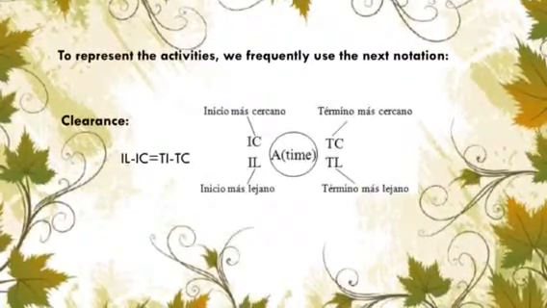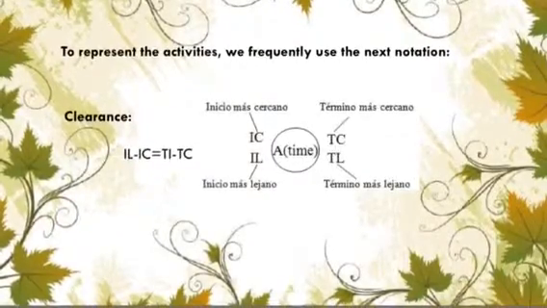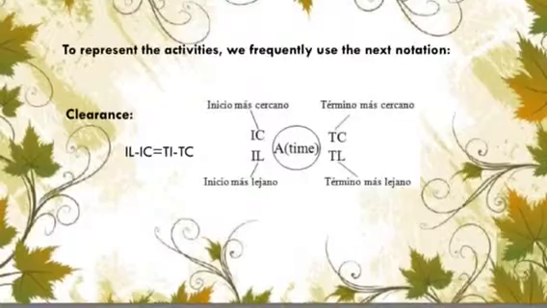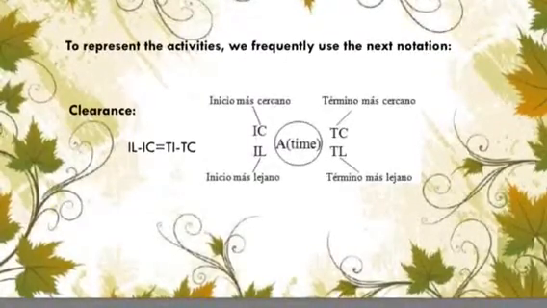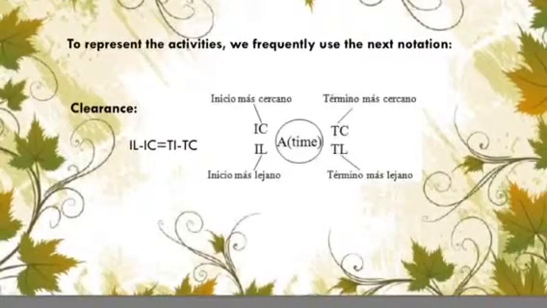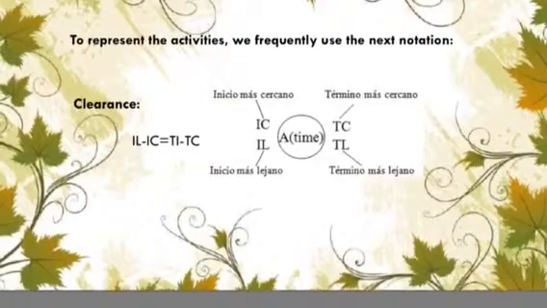We also have to consider the clearance for each activity, that consists in the maximum time an activity can be delayed without delaying the end of the project. We can get the clearance with the next formula. IL minus IC is equal to TL minus TC.